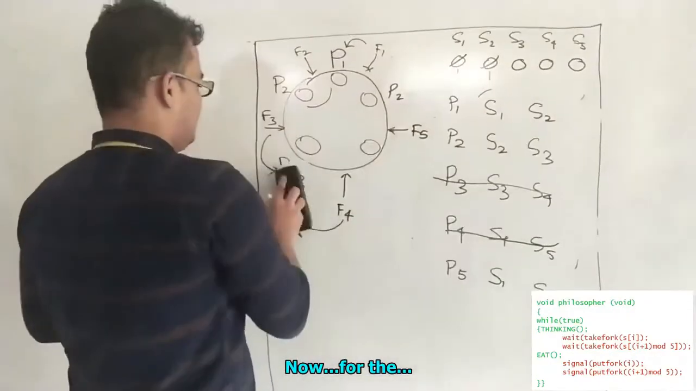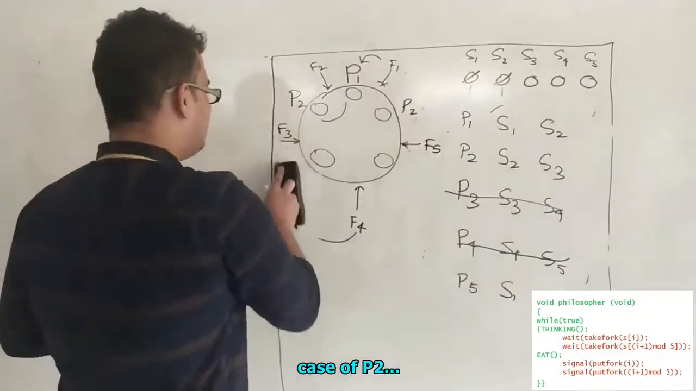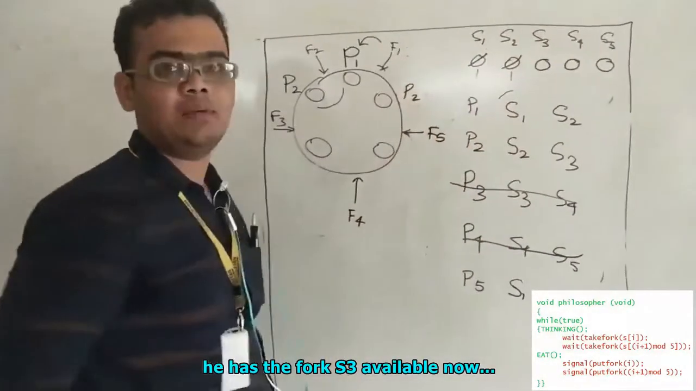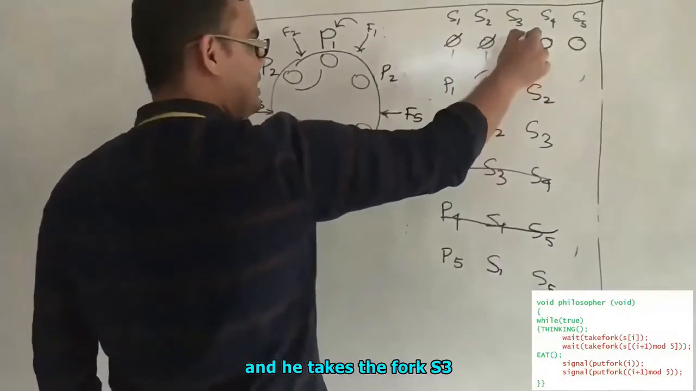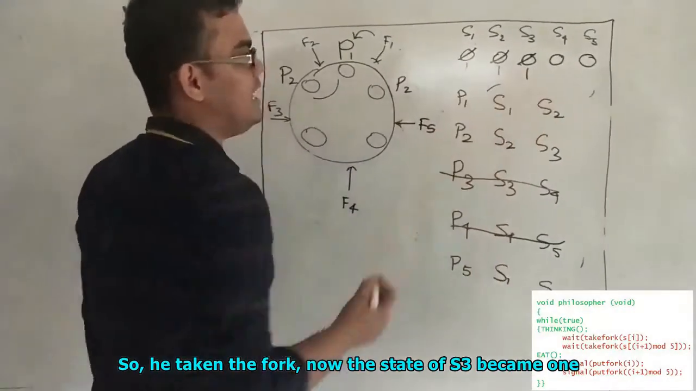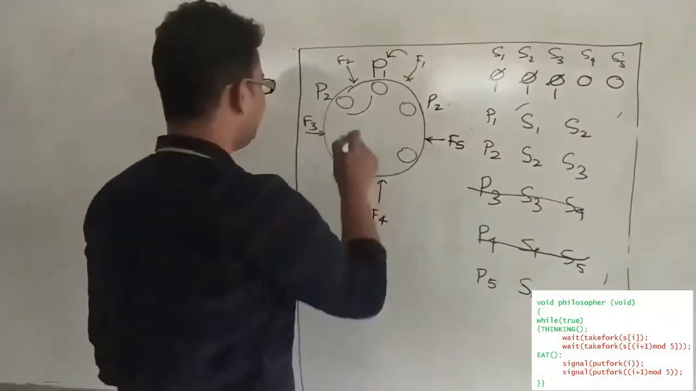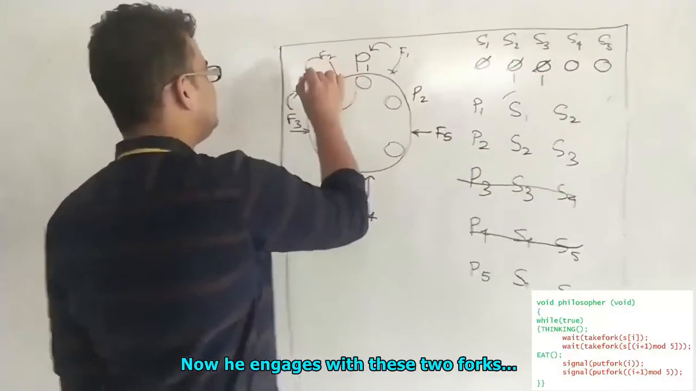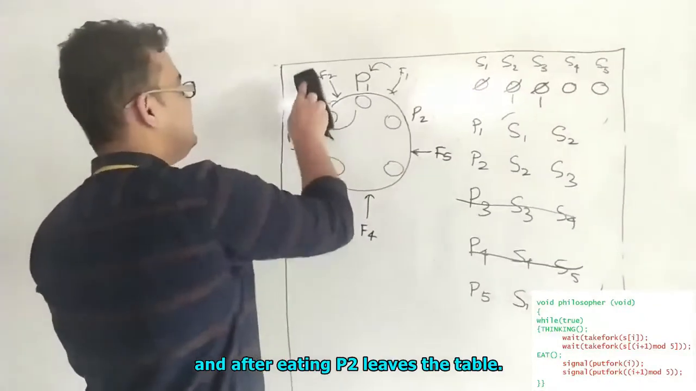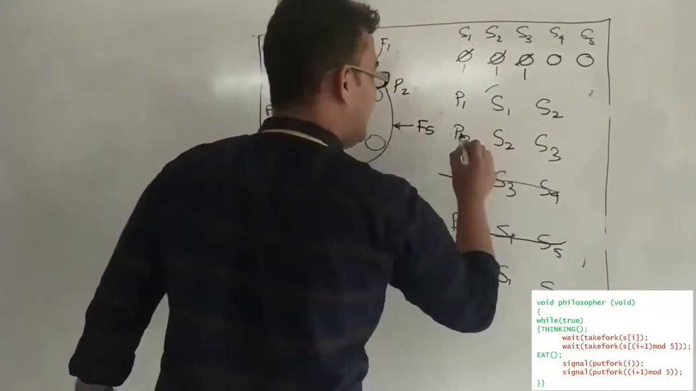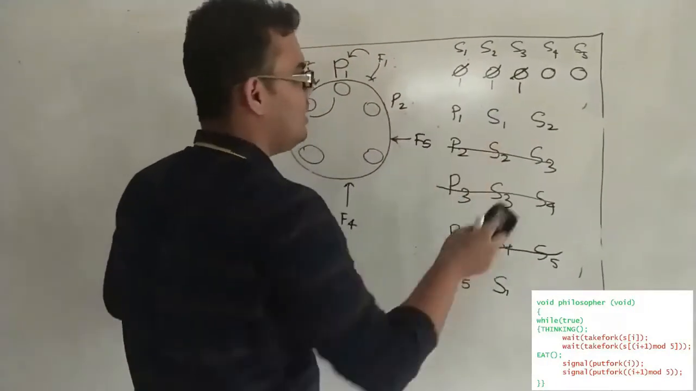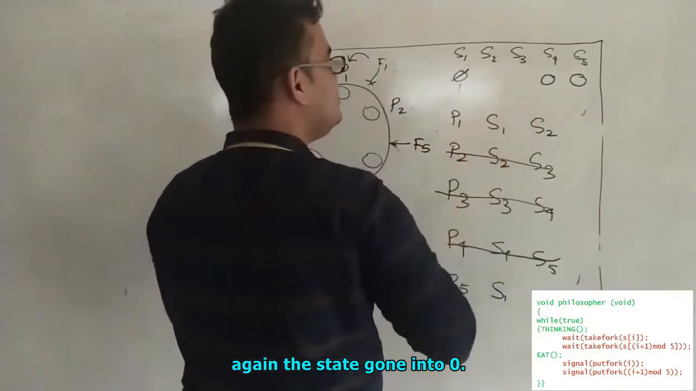Now for the case of P2, he has the fork S3 available now and he takes the fork S3. Now the state of S3 became 1. Now he engages with these two forks and eats, and after eating, P2 leaves the table. P2 finished eating, so again the state went to 0.